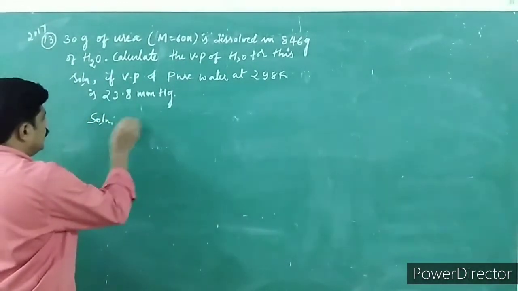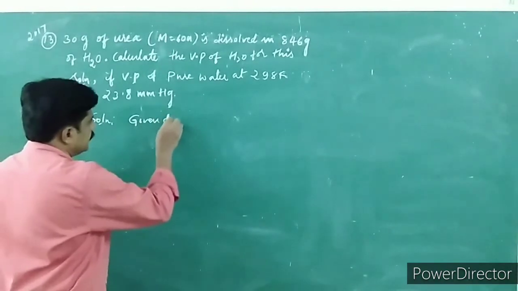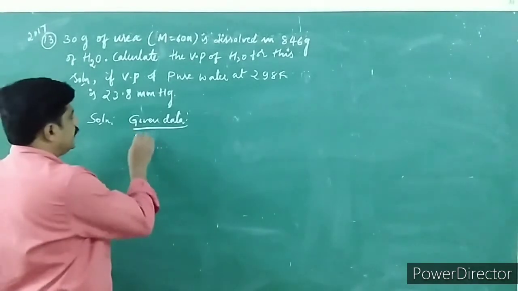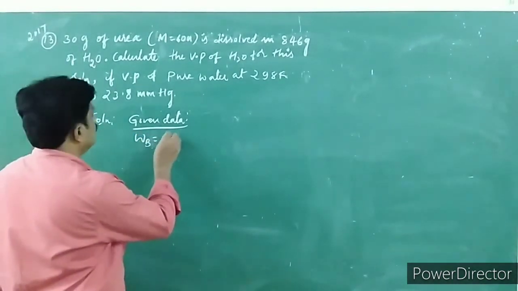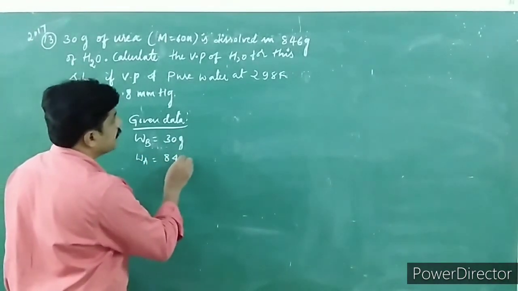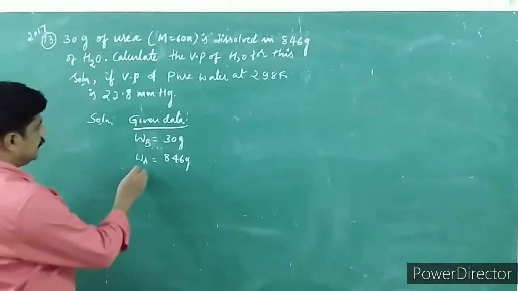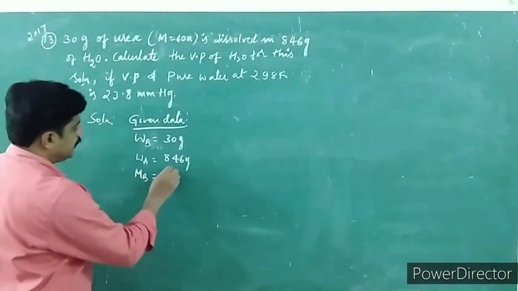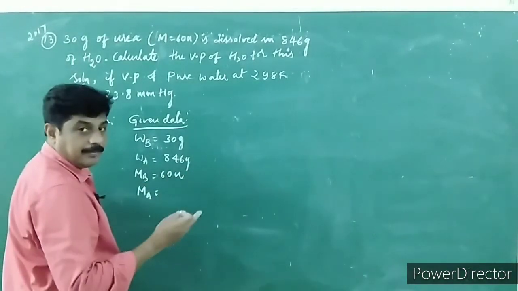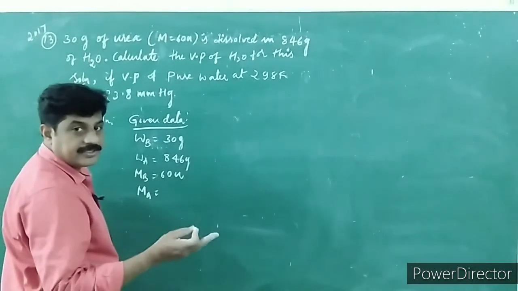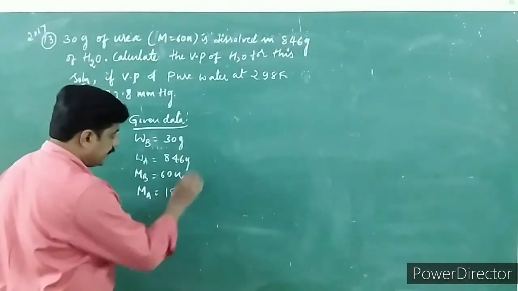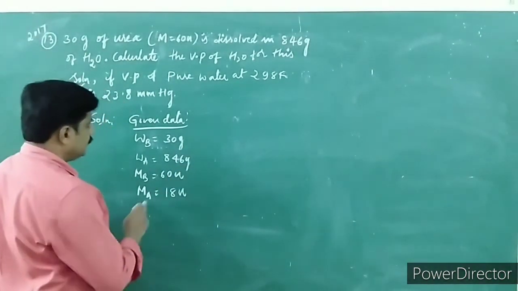Solution. Let me write the given data. Children, in this case, WB is equal to 30 grams of urea. WA is equal to 846 grams. MB is equal to 60 unified mass. And MA is nothing but for water, that you can calculate. Atomic mass of hydrogen is 1 and oxygen is 16. There are 2 atoms of hydrogen and 1 atom of oxygen in water, together 18 unified mass. So MA is over.